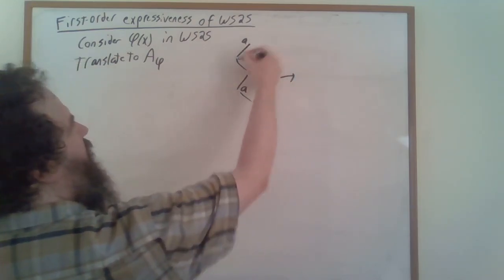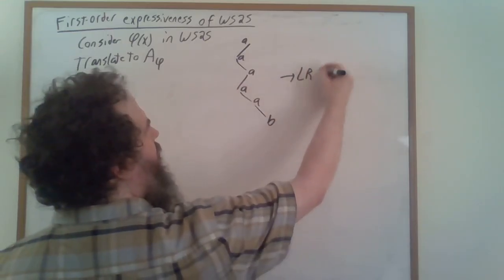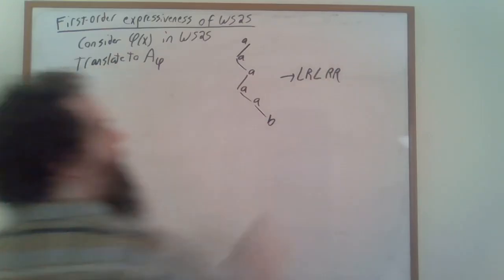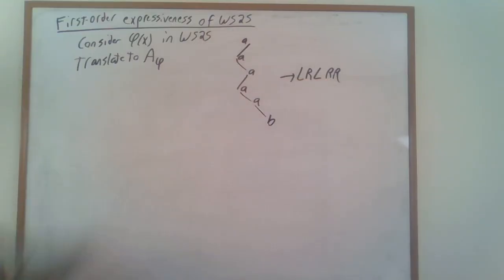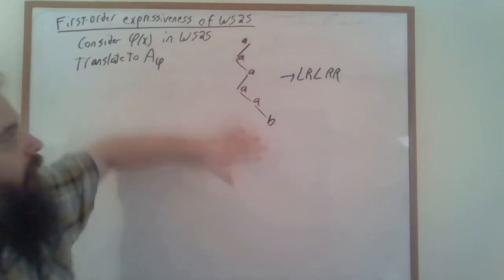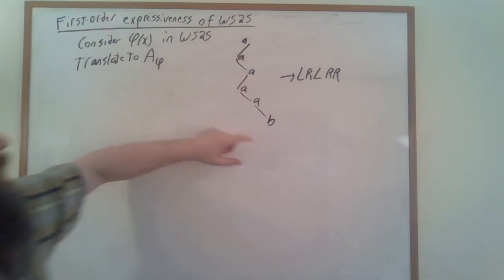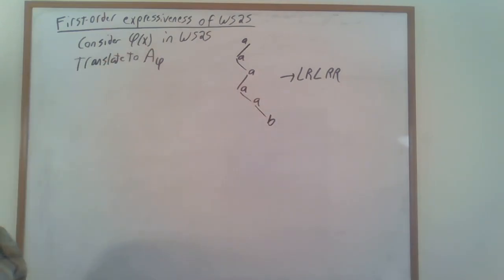Let's see. So we go to the left, and then we go to the right, and then we go to the left again. So L, R, L, and then we go to the right twice, R, R. Right, so this is how we encode this particular word as a tree. And the idea is that our automaton, A sub phi, is only going to accept tree words of this form, and it's only going to accept tree words of this form that correspond to words that satisfy phi. And that'll be exactly the tree words that it accepts.